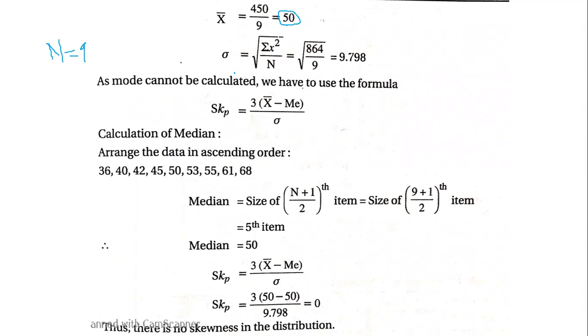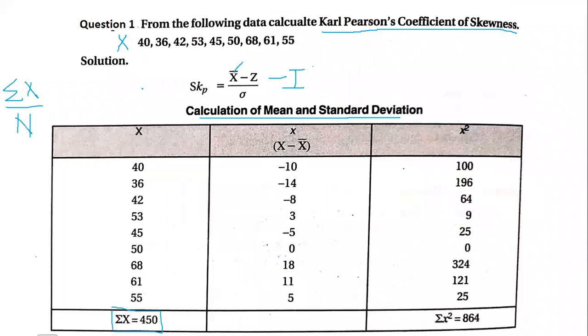So I first calculated the arithmetic mean. After calculating arithmetic mean, next I am supposed to calculate standard deviation. We will see mode later. Always first calculate arithmetic mean and standard deviation. Then we will calculate the mode. We will see the data and we will calculate the mode.